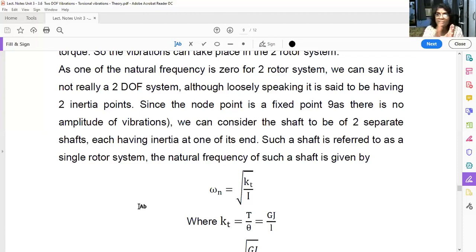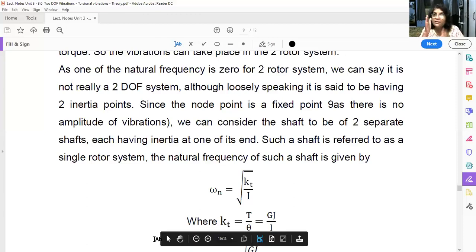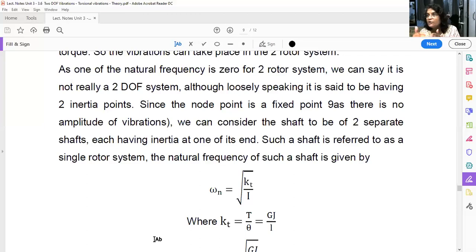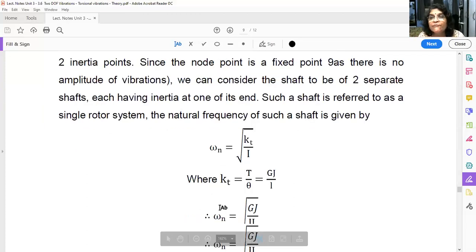Whether it is a part of this single DOF or that single DOF, it must have the same frequency, which is actually zero as it is a node point. But if you want to find the frequency at that point, treat that point as a part of this system, treat it as a part of that system, and then equate them because there is a common point. You will get the distance of this node point from both rotors. Now we will see how.